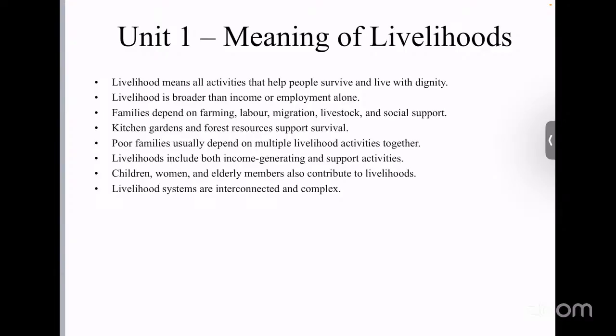Another important idea which was discussed in this unit is that poor people depend on multiple livelihoods. A single family may depend on agriculture, wage labor, migration, livestock, pensions, kitchen gardens, social support, and forest produce all at the same time. This diversification helps families reduce risk because if one source fails, another source may support them temporarily.